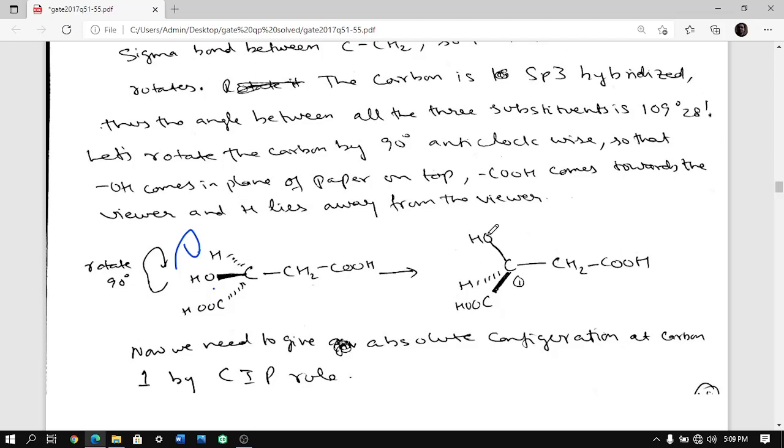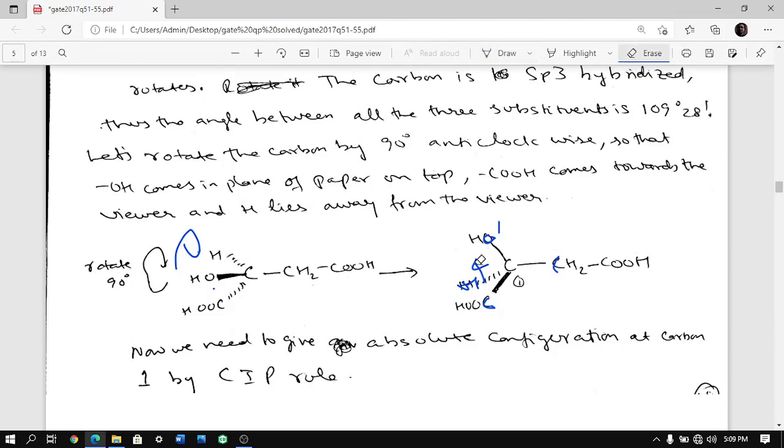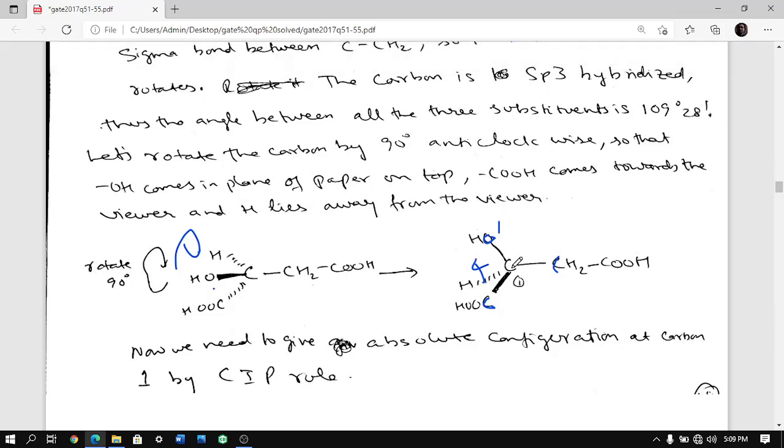So first, here oxygen is there, here carbon is there, here carbon is there, and here hydrogen is there. So between carbon, oxygen and hydrogen, of course oxygen is the highest atomic number, so this will get first priority, hydrogen will get fourth priority. Now the important thing is the lowest priority should be away from the viewer. So this hydrogen is away from the viewer, so it makes our job very easy. We don't need to do any more operations and we can find out.